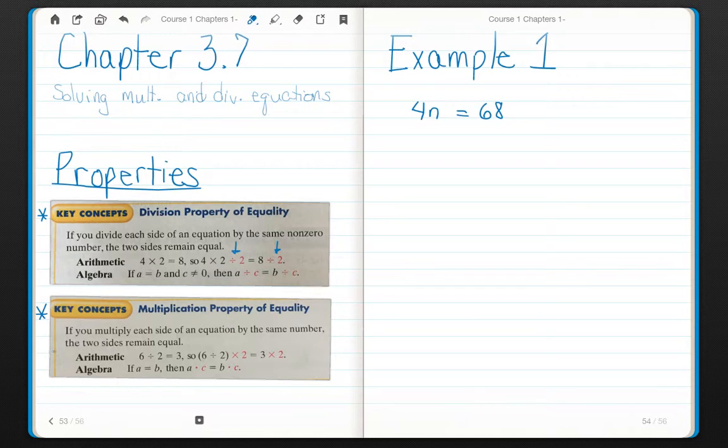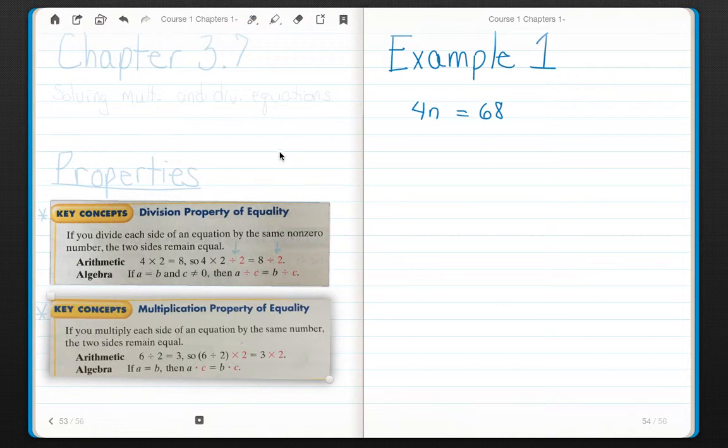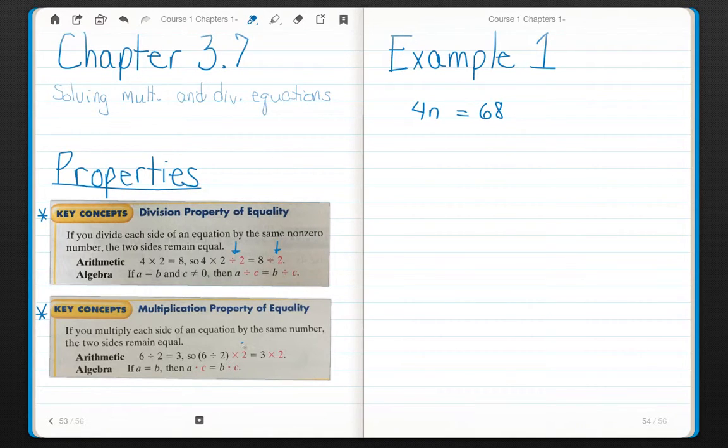The same goes for multiplication. If you multiply each side of an equation by the same number, the two sides remain equal. So 6 divided by 2 equals 3. So 6 divided by 2 times 2 equals the same as 3 times 2. Notice that when you have division, you're going to use the multiplication property of equality to undo your division. It is the opposite. They are inverse operations.